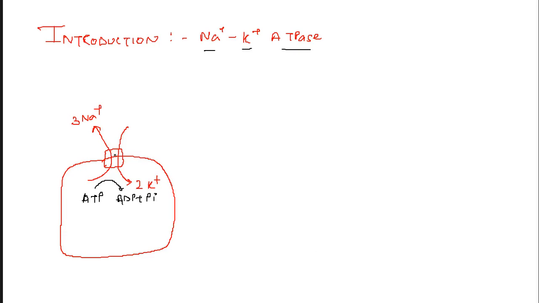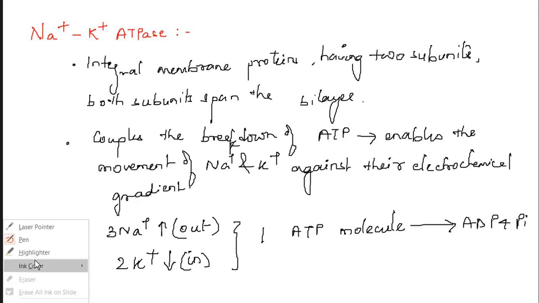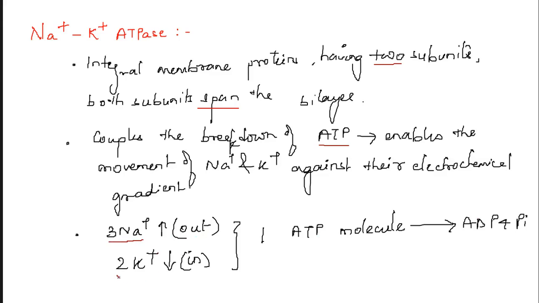This integral membrane protein, the sodium potassium ATPase, has 2 subunits, and both the subunits can span the lipid bilayer. This transport is coupled to the breakdown of ATP. When one molecule of ATP is hydrolyzed to ADP and Pi, 3 sodium ions are transported out of the cell and 2 potassium ions are taken inside the cell.